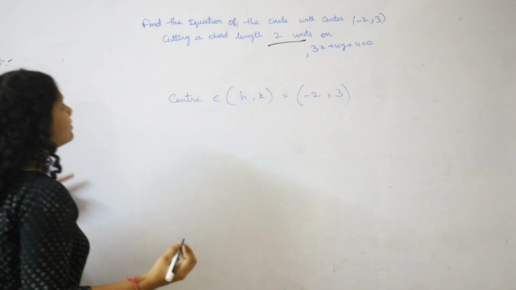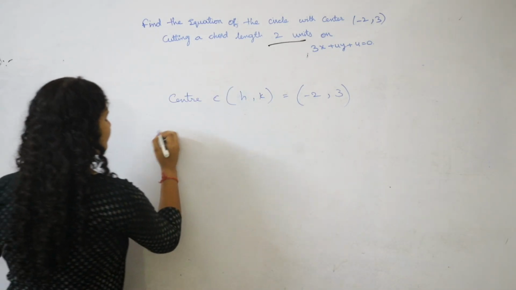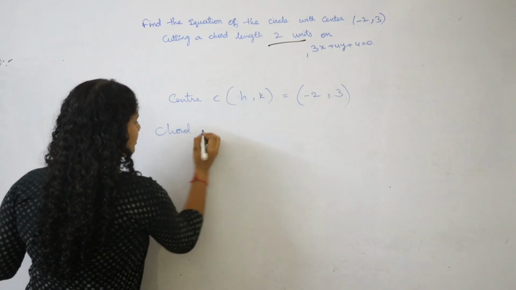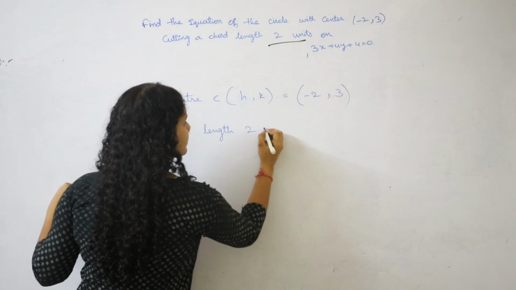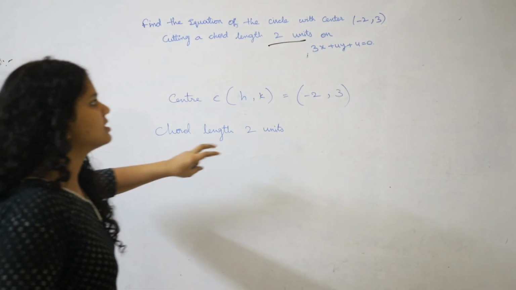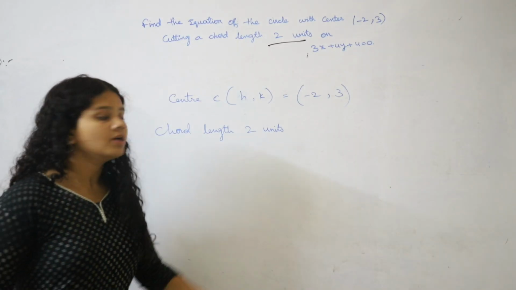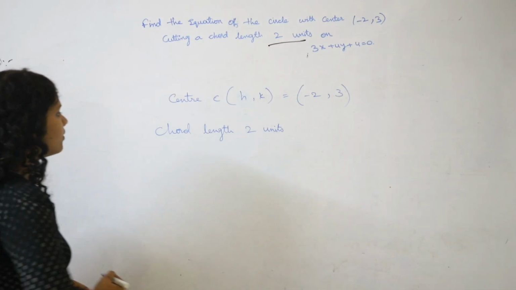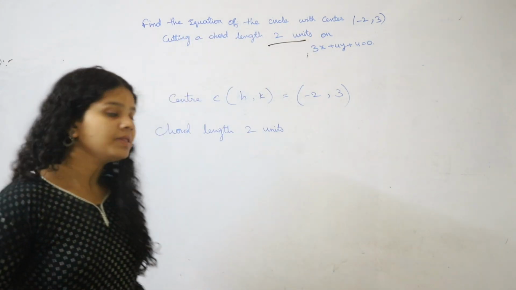Clear? Now, what else? Cutting a chord length. So they have given the chord length, guys. The length of the chord is nothing but 2 units, on the given equation. So this is the given equation: 3x plus 4y plus 4 equals 0. Now we should find out the equation of the circle from this given data.